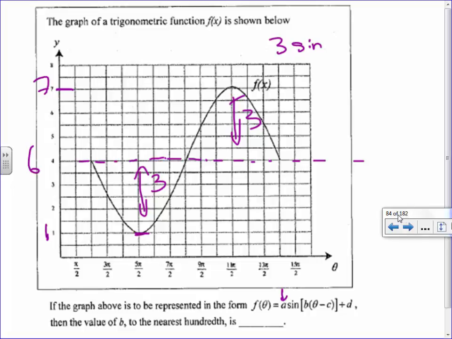Where's the middle of a sine graph normally? Like, where does the middle of this graph normally run through? 0, yeah. But that's not where the middle of this graph runs through. Where's the middle of this graph run through? 4. So the D value has to be plus 4 way the heck over there. Makes sense? That's how we managed to get slid all the way up to a 4 here.